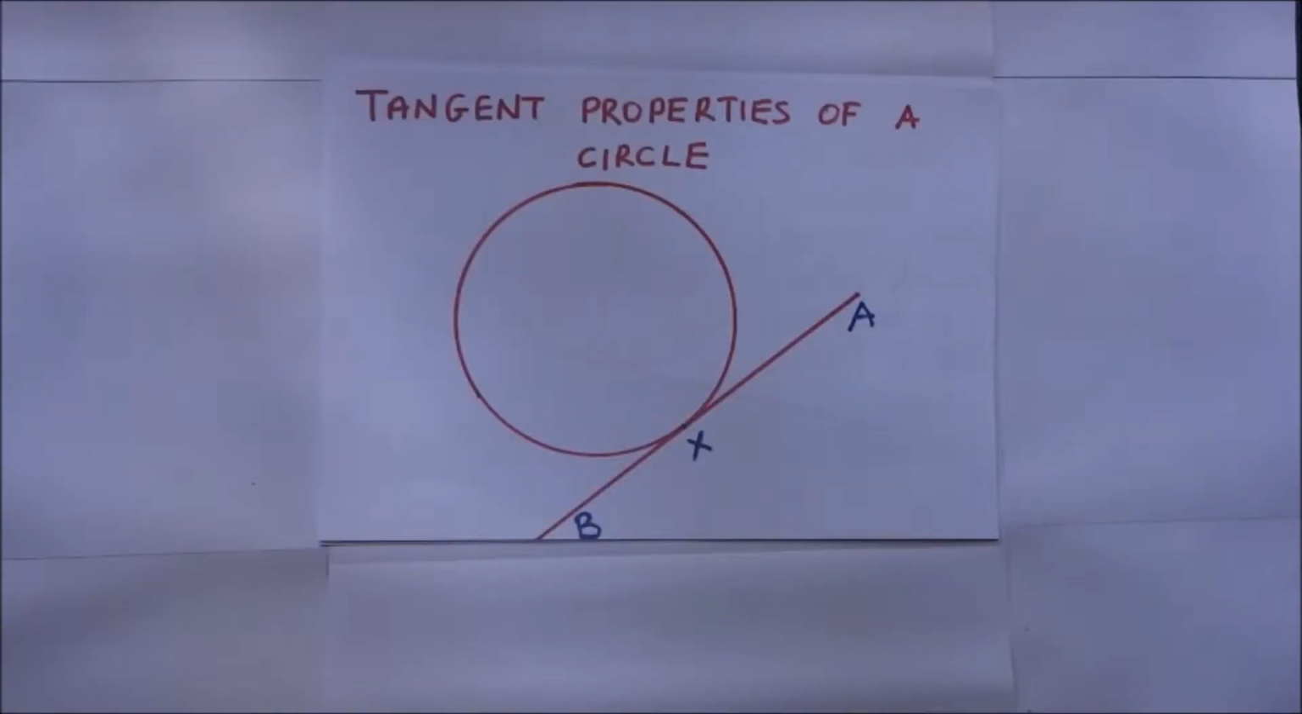A tangent is a straight line that touches the circumference of a circle at a point. In this tutorial, we are going to look at tangent properties of a circle.